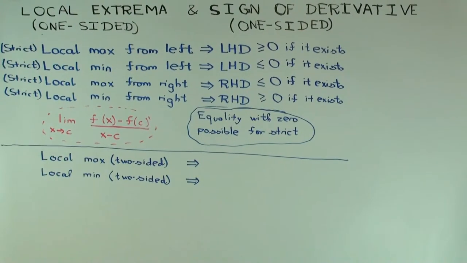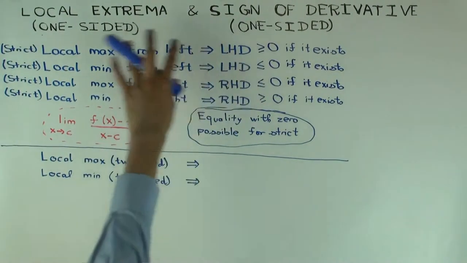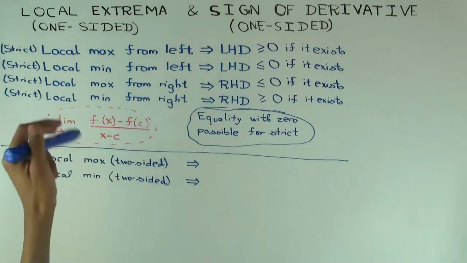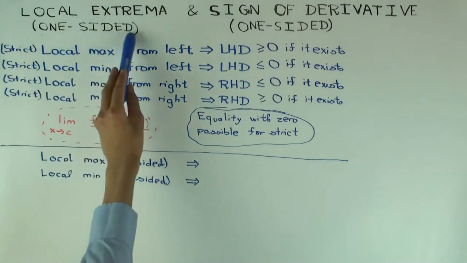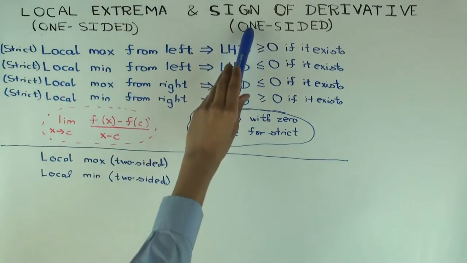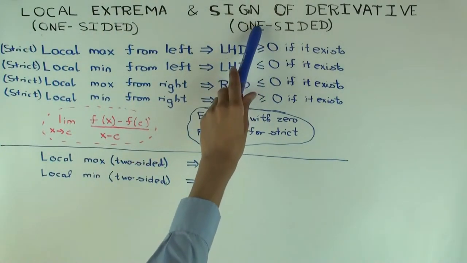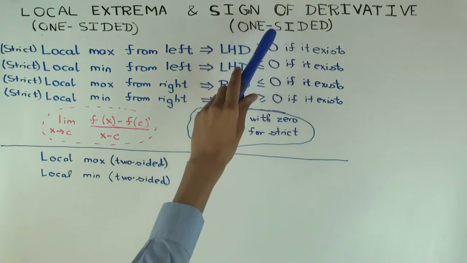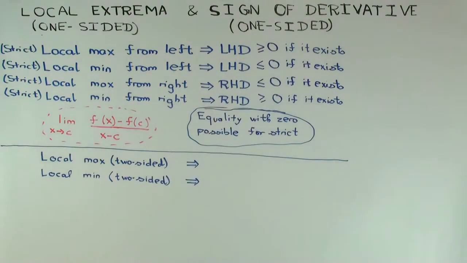So in the previous video, which has the stuff up here, we looked at one-sided local extrema, one-sided local maxima, and what it tells you about the sign of the one-sided derivative, if that one-sided derivative exists. In this video, I'm going to look at two-sided local maximum and figure out what that tells us about the sign of the two-sided derivative, if that two-sided derivative exists.